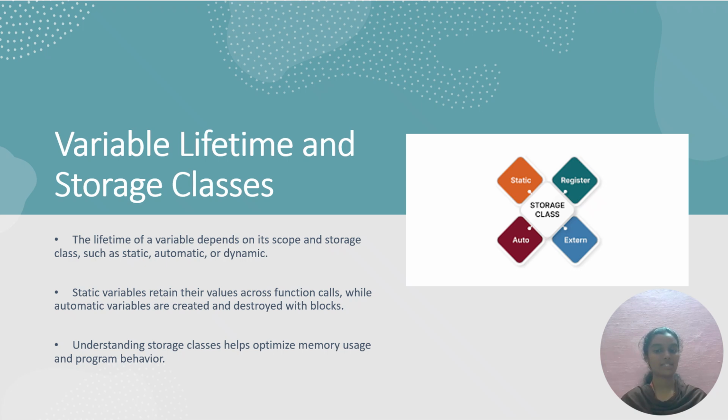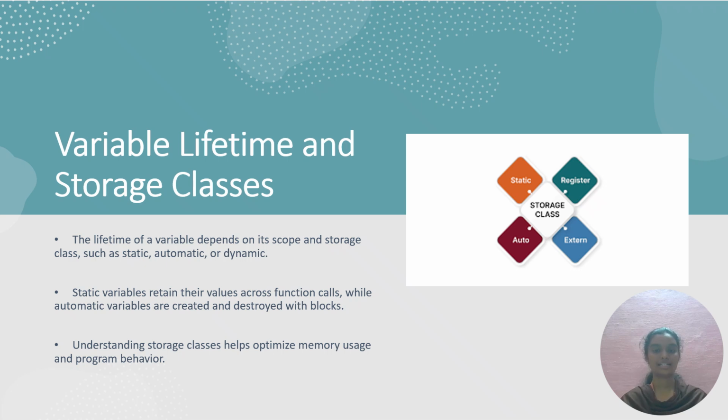The lifetime of variables and the storage classes. The lifetime of a variable defines how long a variable exists. In C or C++ languages, the storage classes control both the scope and the lifetime. Automatic, that means auto, is the default for local variables, created when the function starts and destroyed when it ends. The static retains value between the function calls. Scope can be local or global depending on the declaration.